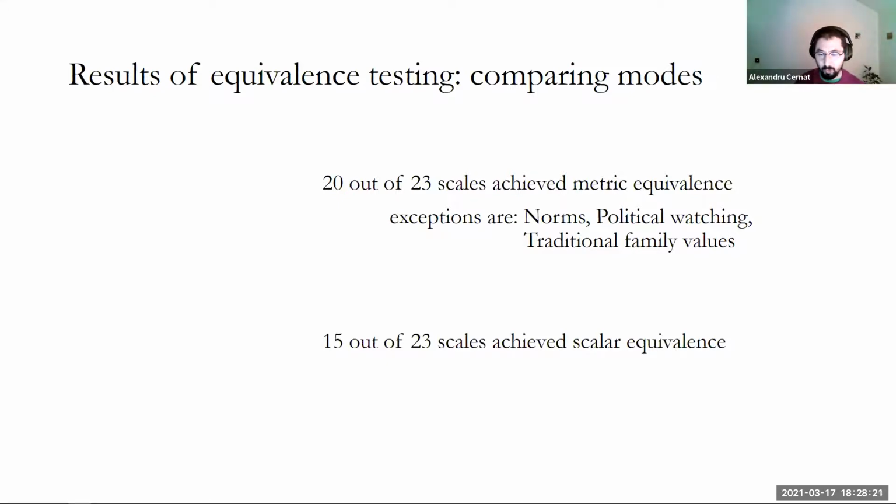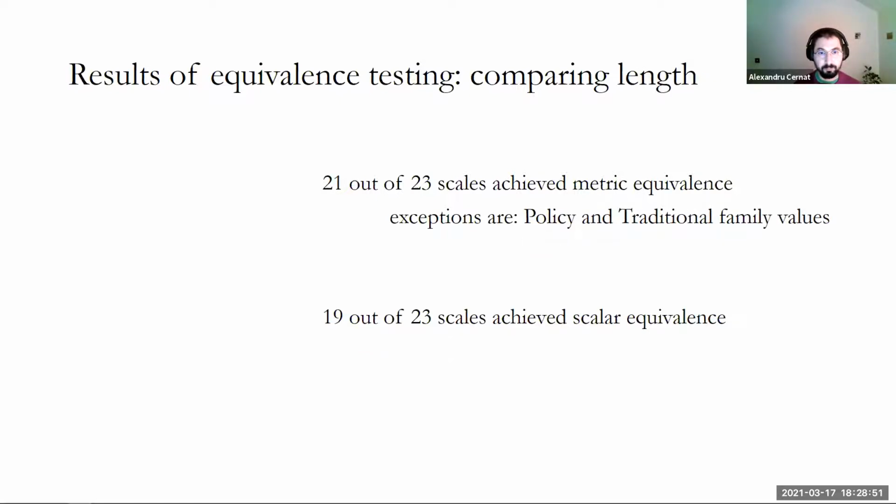If we look at scalar equivalence, meaning also the conditional means are the same across groups, 15 out of 23 of the scales also have scalar equivalence. Again, I would say this is quite good news for us. So it means that a big proportion of what we want to measure in the surveys can be measured the same way in a single and a mixed mode design, or in an interviewer mode and self-completion modes.